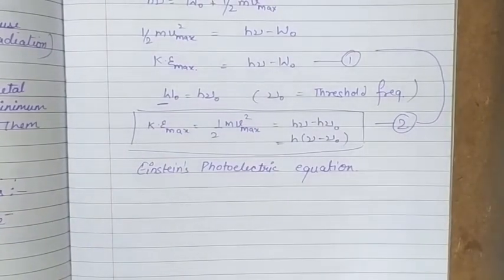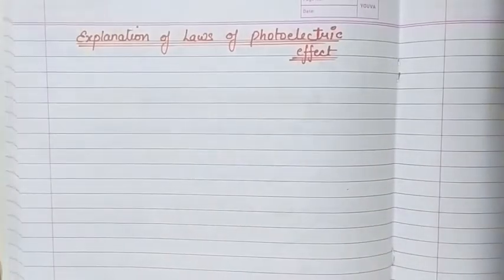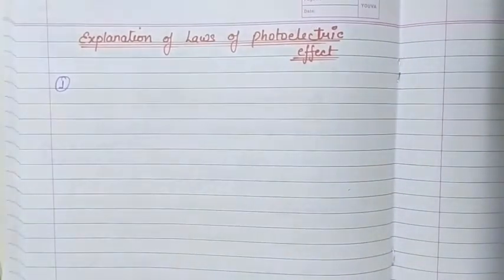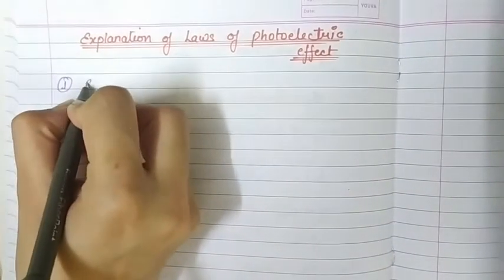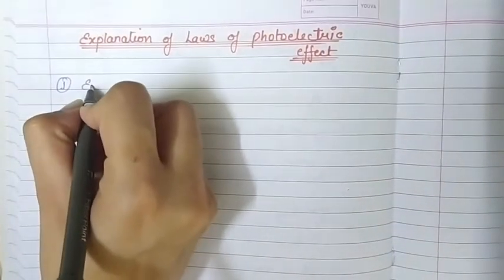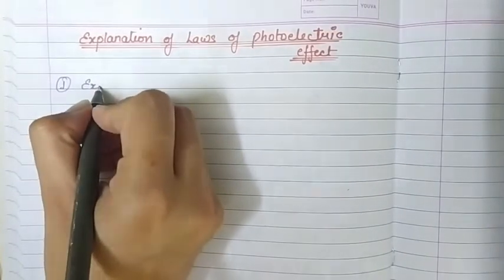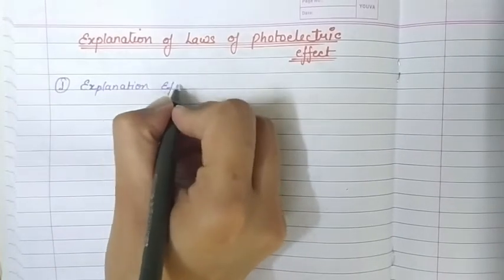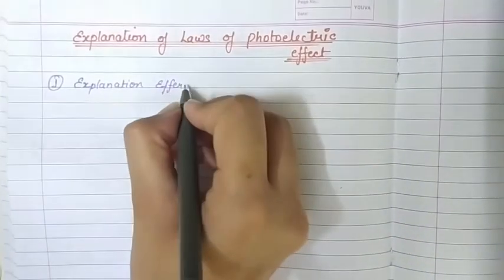Now after this he used this theory to explain the laws of the photoelectric effect also. So we are going to explain the laws of the photoelectric effect on the basis of Einstein's theory, and the first law we have is the law of effect of intensity. So the first thing that we are going to explain is the effect of intensity over photoelectric emission, or the photoelectric effect.